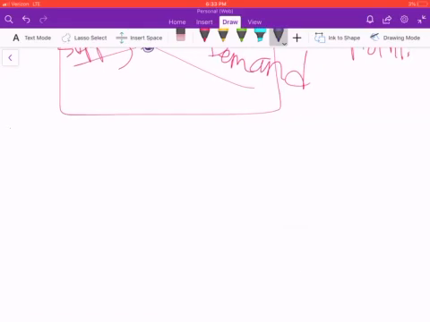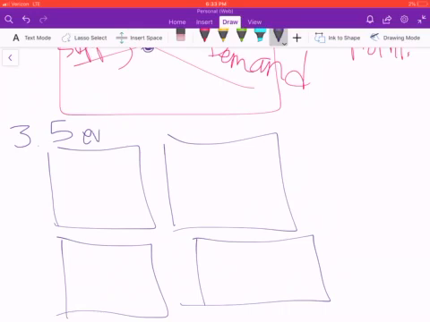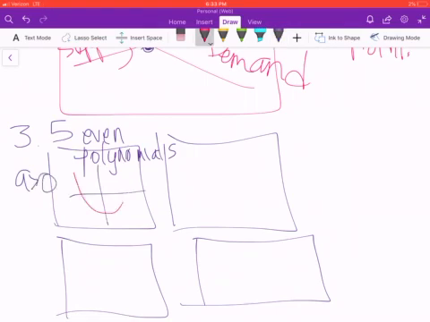Okay, so the last one from section 3.5, I have 4 graphs, and you have to match them with the equation. And so you have to remember certain things. Even polynomials, if the leading coefficient is positive, greater than 0, they're going to open upward, like a parabola. Now, if the leading coefficient is negative, then the even polynomials are going to open downward.